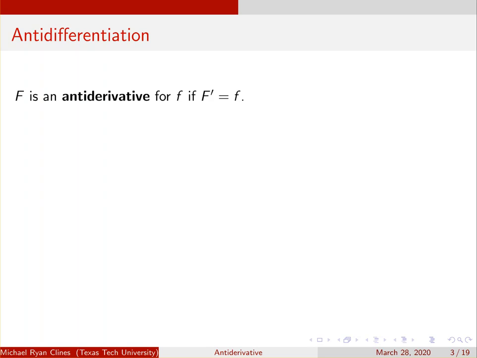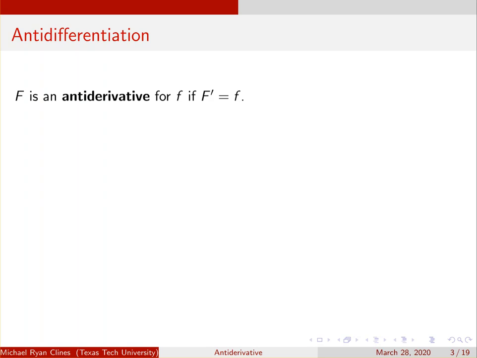Now, a little bit of terminology here. Because there are going to be a lot of F's flying around, I'm going to talk about capital F and lowercase f, and I'm going to try to be as clear as I can on which F I'm referencing. So, capital F is an antiderivative for little f if the derivative of capital F is equal to little f. Now, that was a lot of F's.